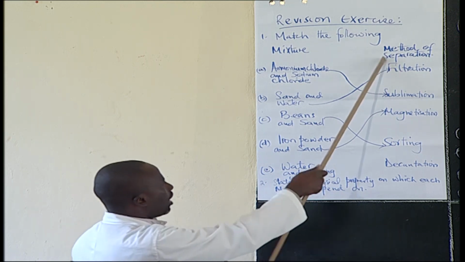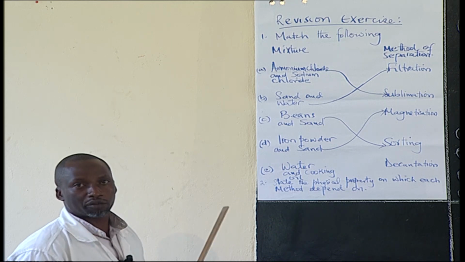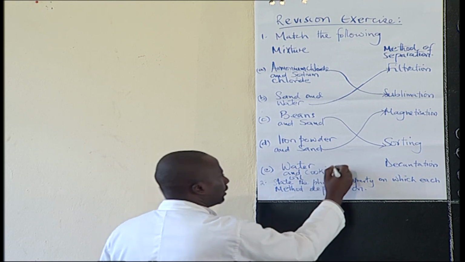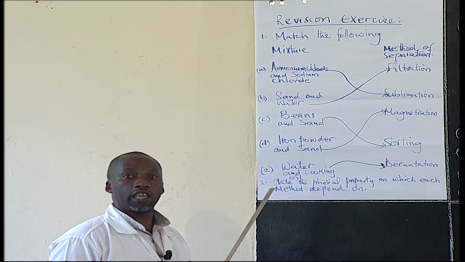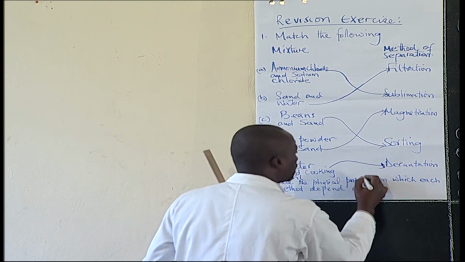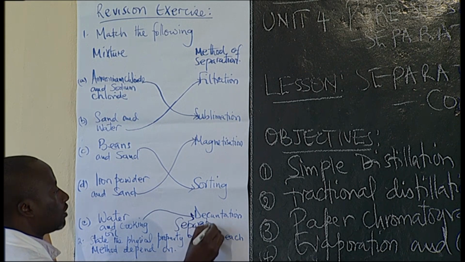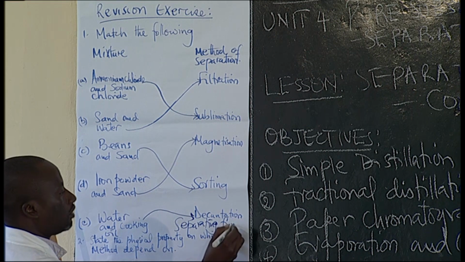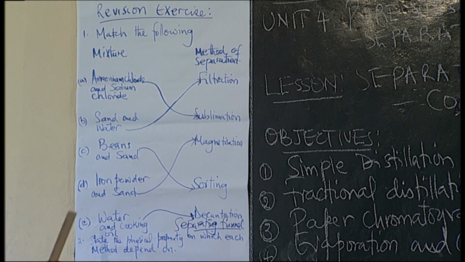Water and cooking oil. Of course, we have exhausted the other methods, so the method that is remaining is only decantation. And we said here with decantation, we are using a separating funnel. You remember we looked at this together when we were separating water and cooking oil. So this is called decantation, or use of a separating funnel.